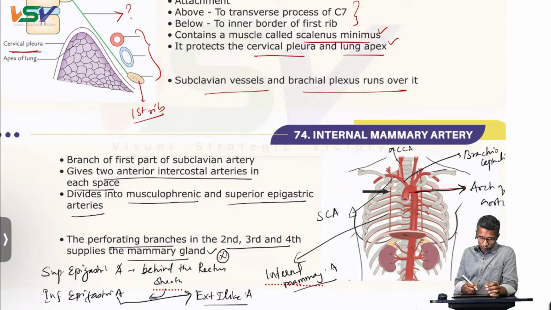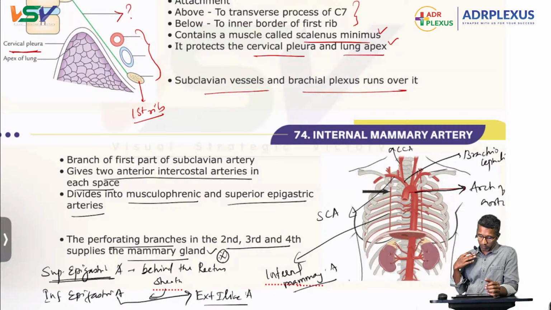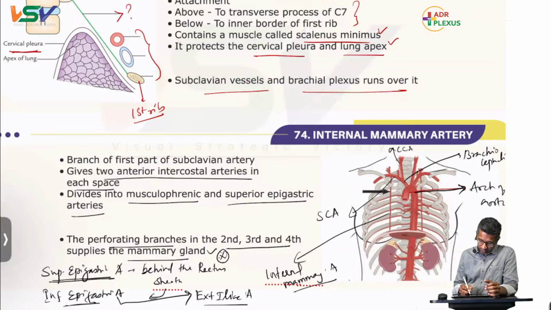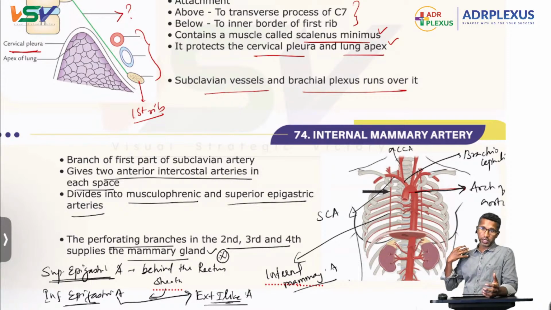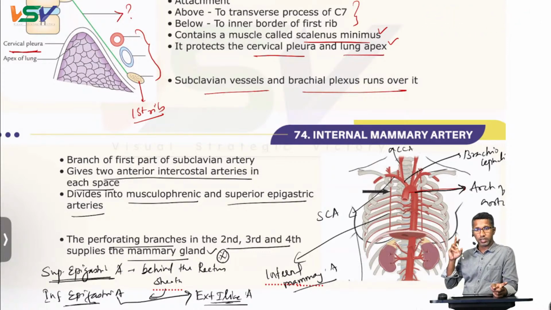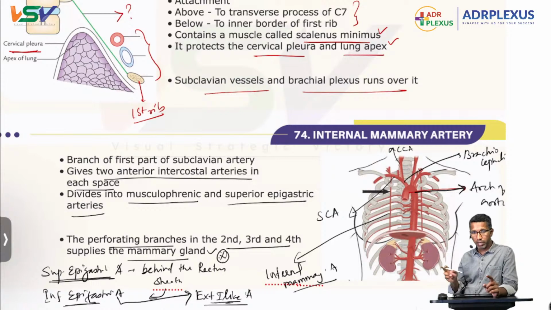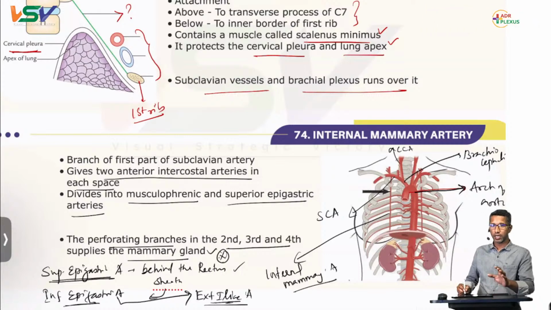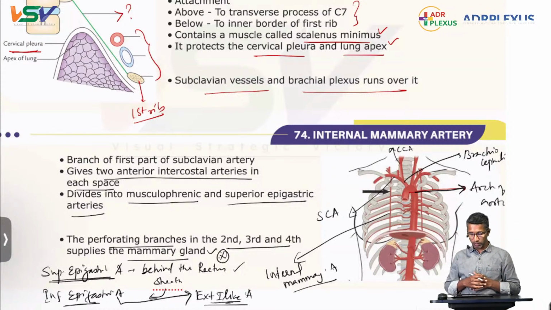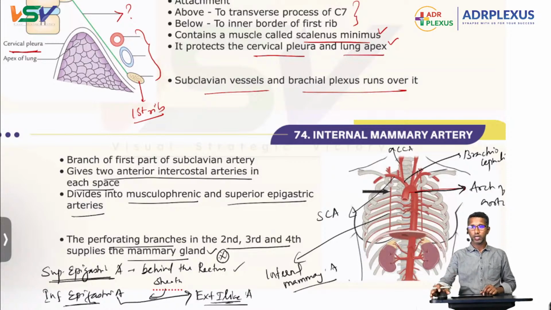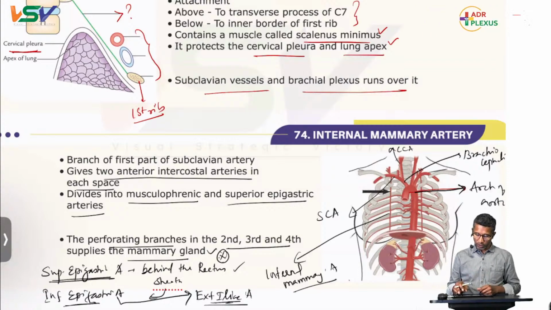So if you see here, the superior epigastric artery is a branch of the subclavian artery which supplies the upper limb, and the inferior epigastric artery is a branch of the external iliac artery which supplies the lower limb. Now a vessel supplying the upper limb and a vessel supplying the lower limb are connected by an anastomotic network, that is through this epigastric artery. It is a very, very important anastomosis that takes place within the rectus sheath, behind the rectus abdominis muscle. Okay, fine. So this is about the internal mammary artery.